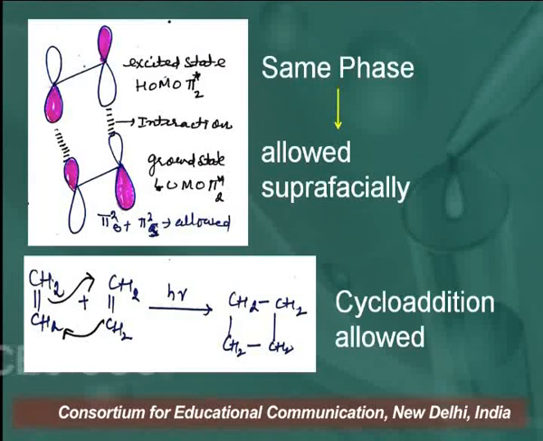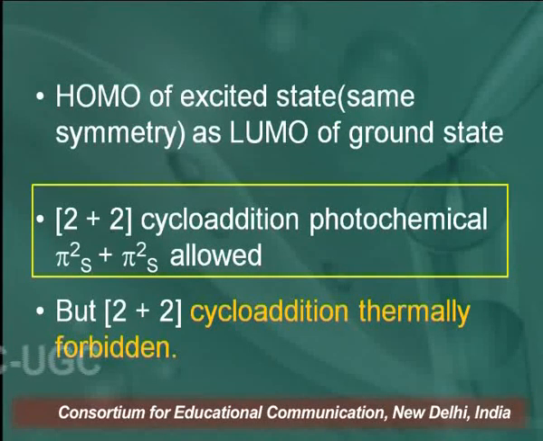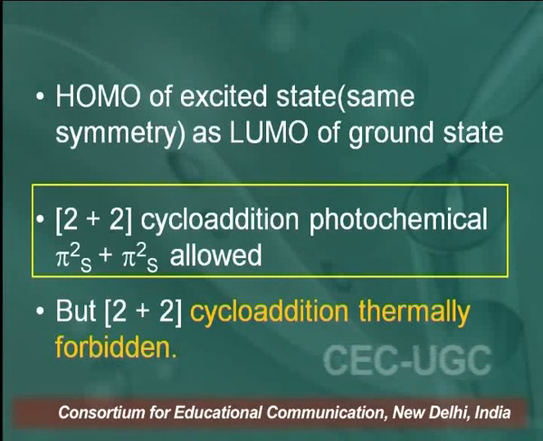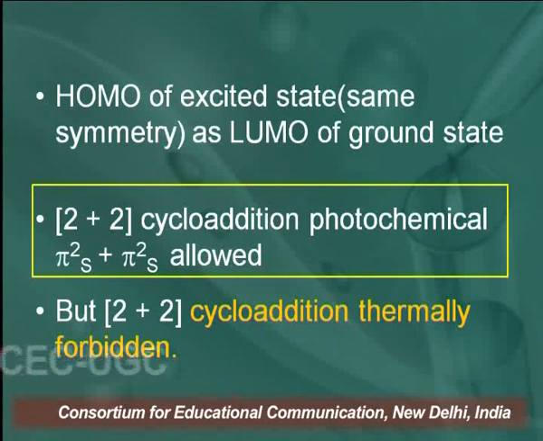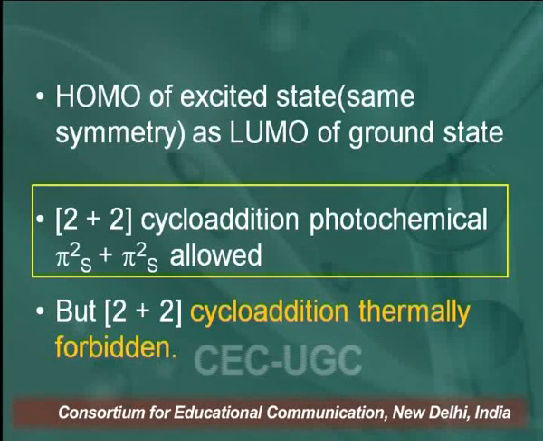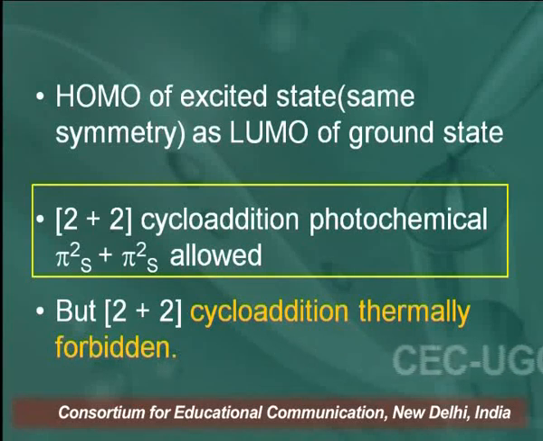So, this is, learner, very important. You must know how the HOMO and LUMO of both the reactants are involved during the reaction. What is the sign of those lobes which take part in the reactions? So, the HOMO of the excited state has the same symmetry as the LUMO of the ground state. So, in 2+2 cycloaddition photochemical reaction suprafacial interaction is allowed, but in 2+2 cycloaddition thermal condition, the reaction is forbidden.